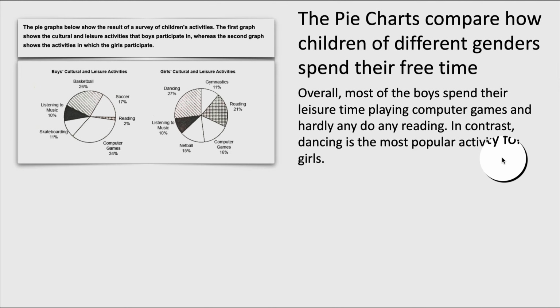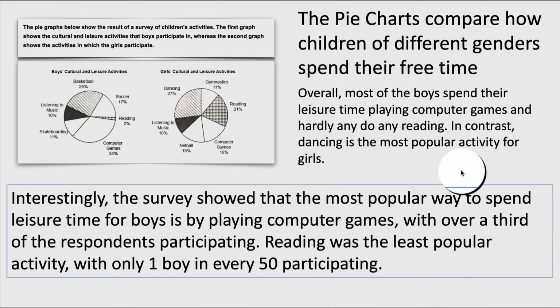And finally, the pie charts. We have our introduction, our overview, and our first body paragraph. Interestingly, the survey showed that the most popular way to spend leisure time for boys is by playing computer games, with over a third of the respondents participating. As we can see, computer games, 34%, which is over a third. Another good lexical resource. Reading was the least popular activity, with only 1 boy in every 50 participating, because 2% is about 1 in 50. This is just another way to vary your vocabulary.